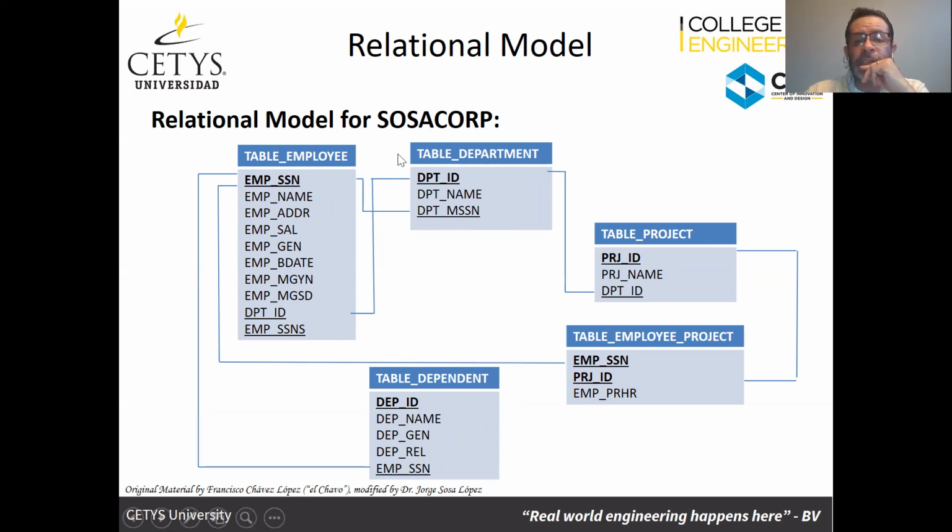And so this is what we have here. And notice that we have the table employee project, because we have a many-to-many relationship between employees and projects. So this is a new table that grabs both primary keys and adds whatever new attributes we want. And basically this is what we have, okay?